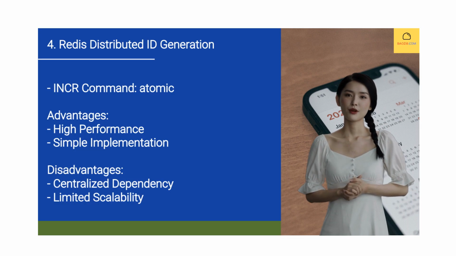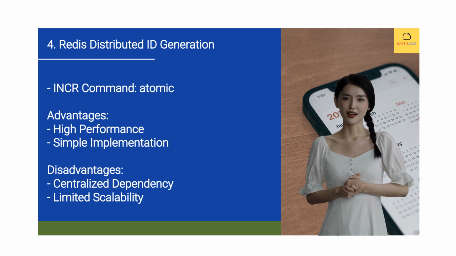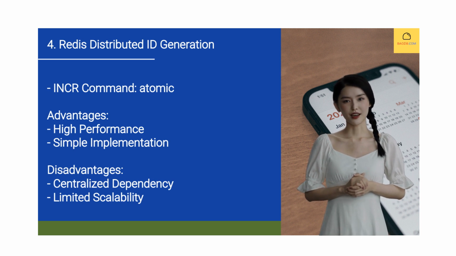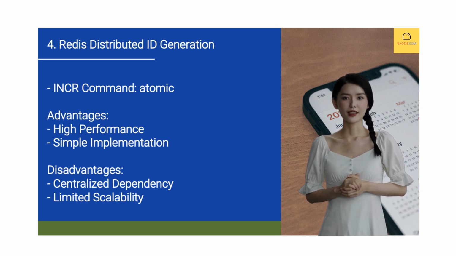Redis is a high-performance in-memory database, and its INCR command can be used to generate incrementing unique IDs. Since Redis is single-threaded, each INCR operation is atomic, so there is no need to worry about concurrency issues.